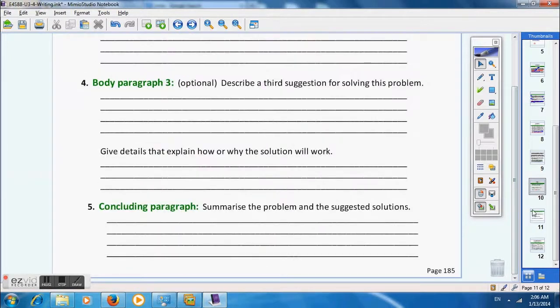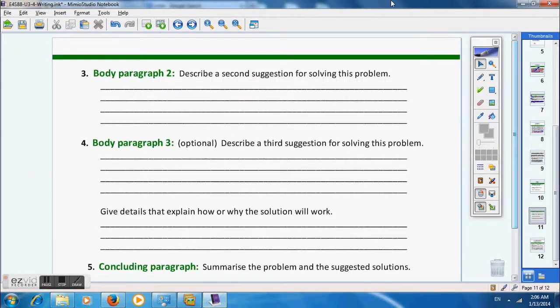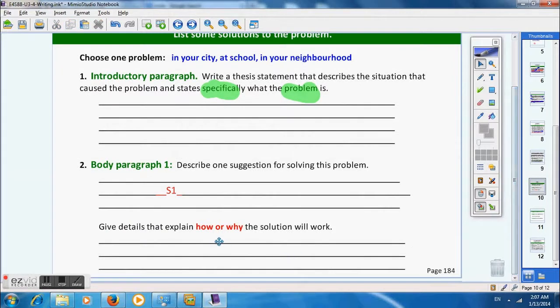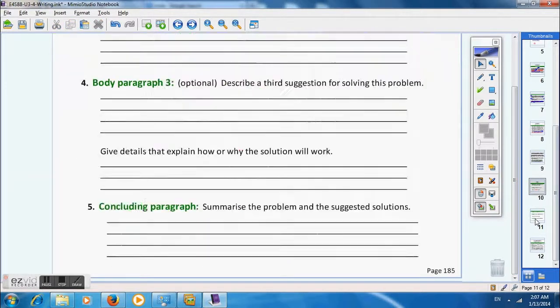And then for body paragraph 2, describe the second suggestion for solving the problem. You have the same pattern: what is the solution, and of course you have to state how or why the solution will work. And then paragraph 3, if you have 3 solutions in mind, then it's better. But if you only have 2 solutions in mind, then that's actually okay with me.